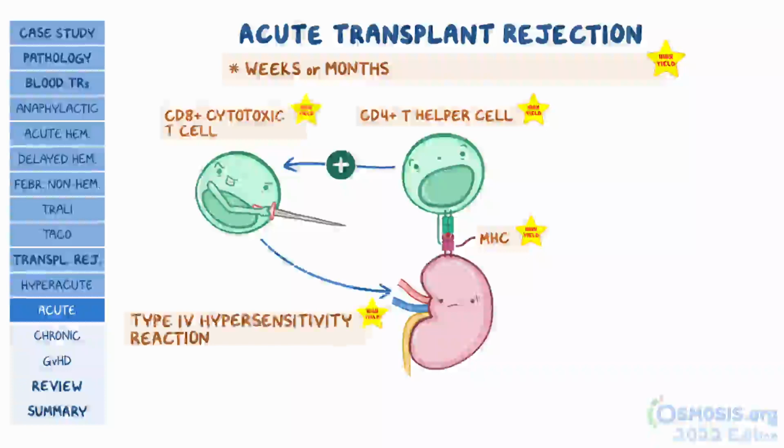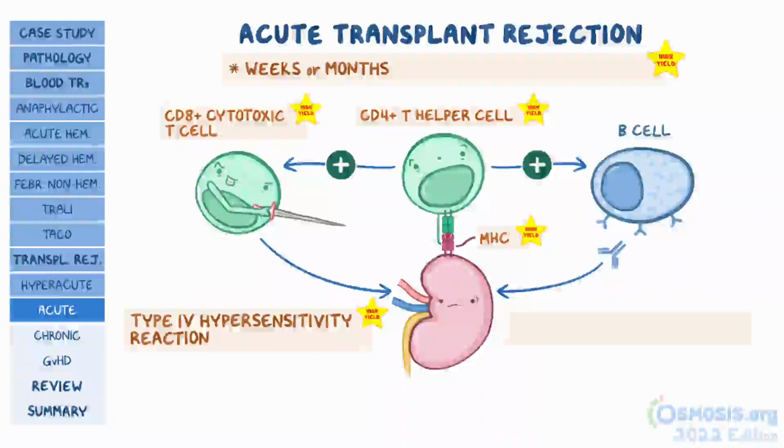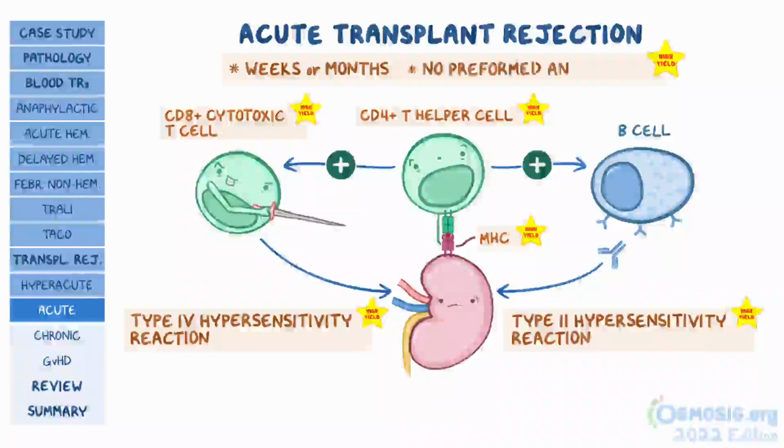In addition, T helper cells stimulate B cells to start producing antibodies that bind to antigens on the graft cells, initiating a humoral immune response. So this is a type 2 hypersensitivity reaction that's similar to a hyperacute transplant rejection. However, an acute transplant rejection takes longer to develop because there are no preformed antibodies, so they're produced after the transplant takes place.